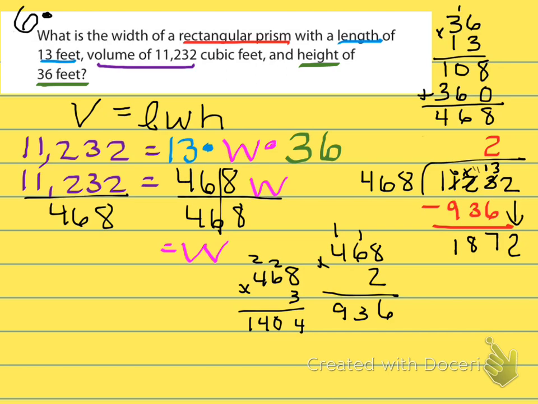I can actually see that since I did the 468 times 3 and I got 1404, if I add another 468 to that, it should give me that 1872. 8, 9, 10, 11, 12, 7, 8, 1. It does. So what that means is up here at the top, 468 times 4 will give me 1872, which leaves 0. So now we know that our missing dimension, the width, is going to be 24.